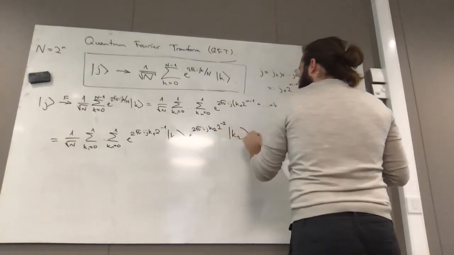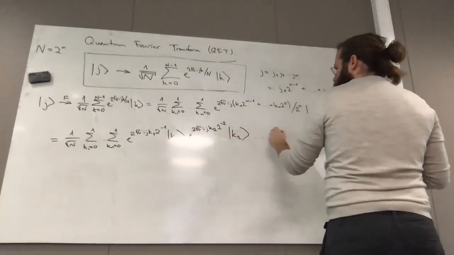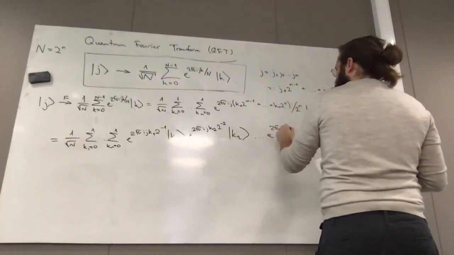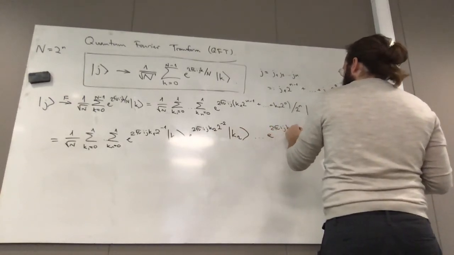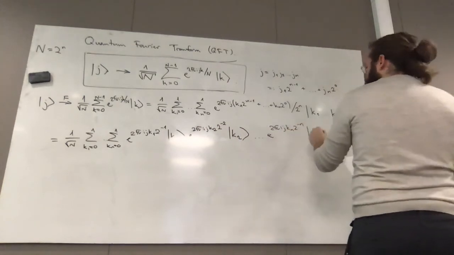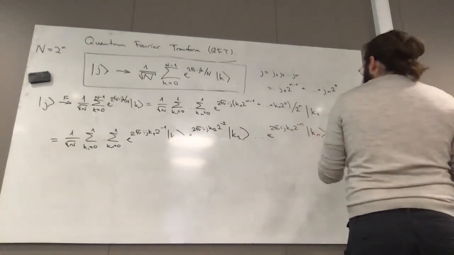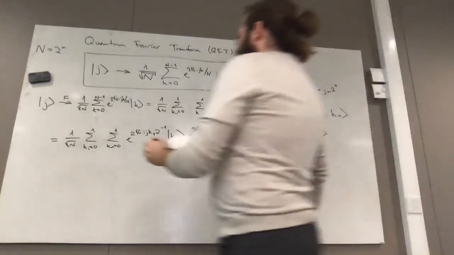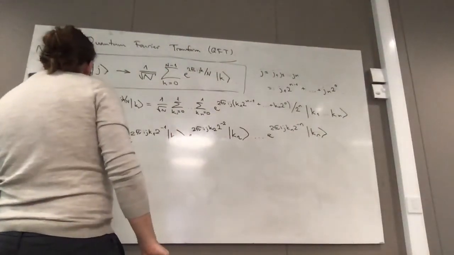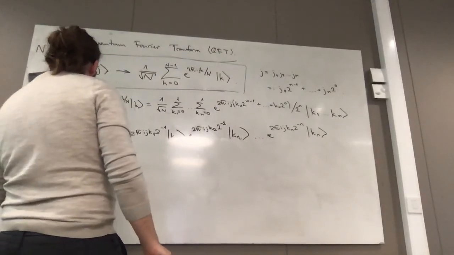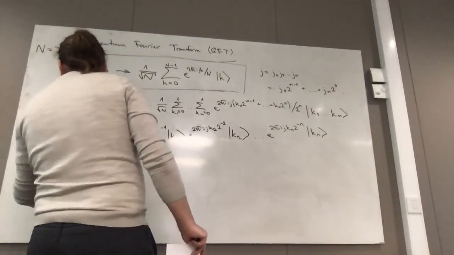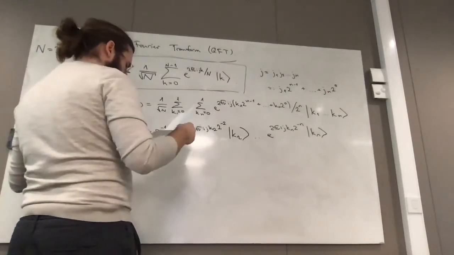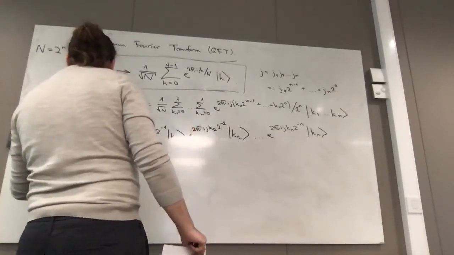That should be enough to see the resulting pattern, right? So you get e to the 2 pi i j kn 2 to the minus n kn, like that. Which means that this can now be rewritten in a more compact way. Still with all the sums though.